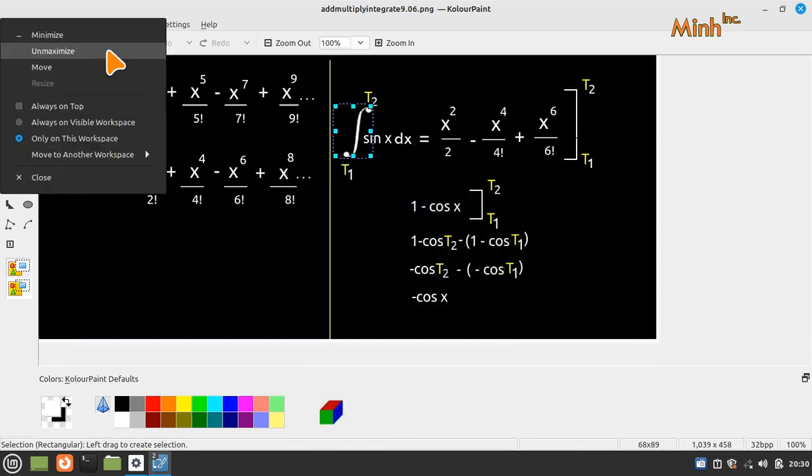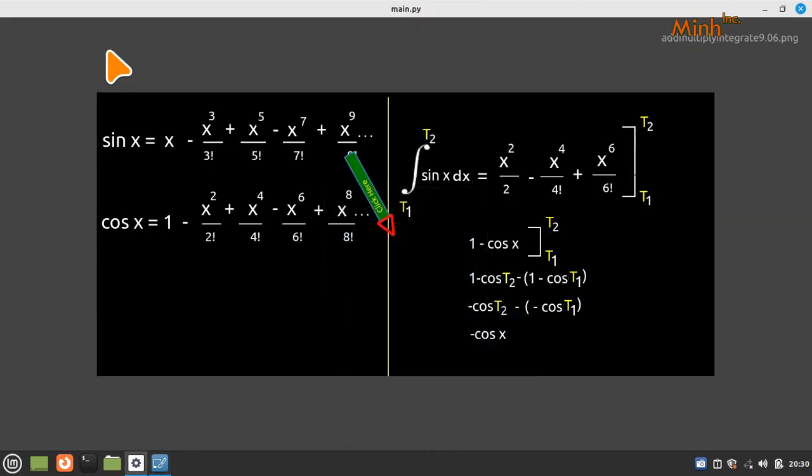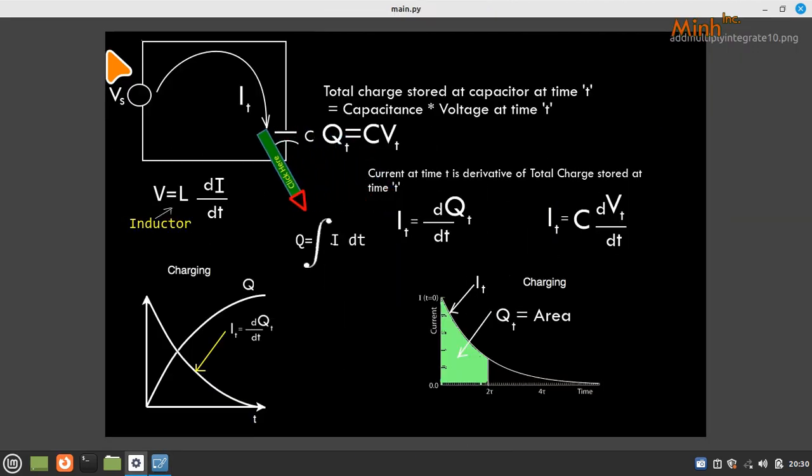Okay, so charge stored at any moment is the integration of I dt. Or, current at any moment is dq by dt. How much charge is getting stored? So, what is the difference in that? So, dq by dt. Okay.